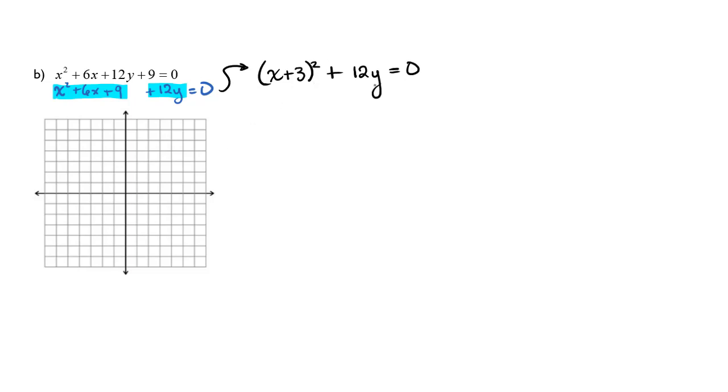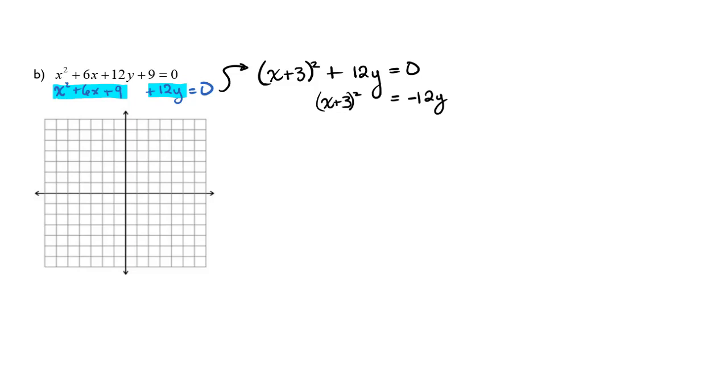That's convenient because now I can bring that 12y to the other side and it will look a heck of a lot like a parabola. I'll have (x + 3)² = -12y. The parabola has been shifted left 3 units. So let's just kind of unpack all this stuff.